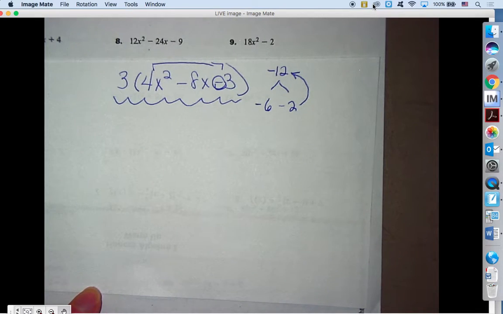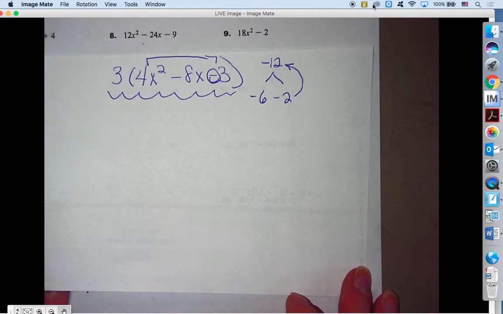I don't know why I wrote that the right ones were 4 and 2. I'm just kidding. Any questions with number 8?